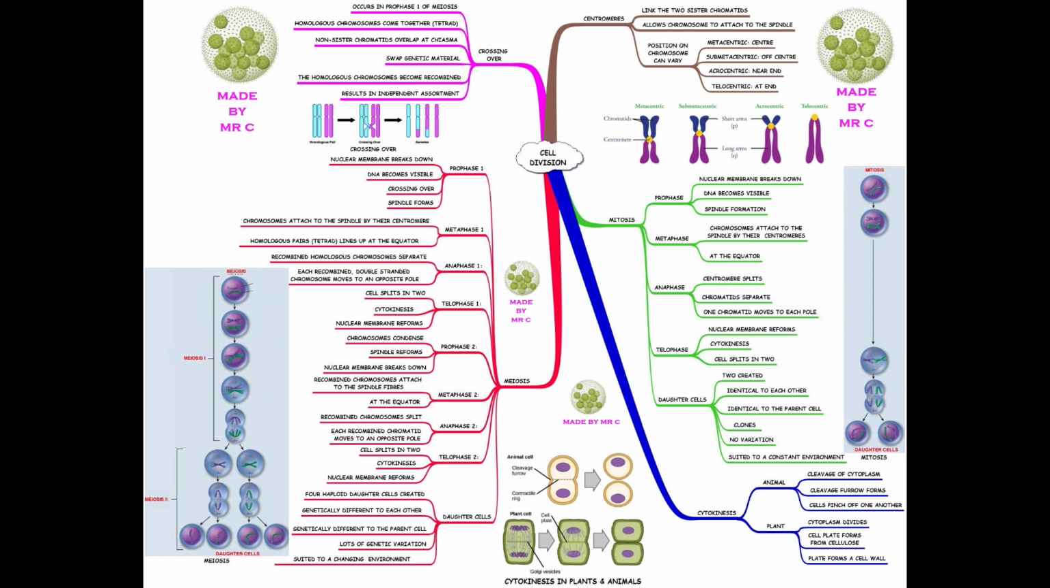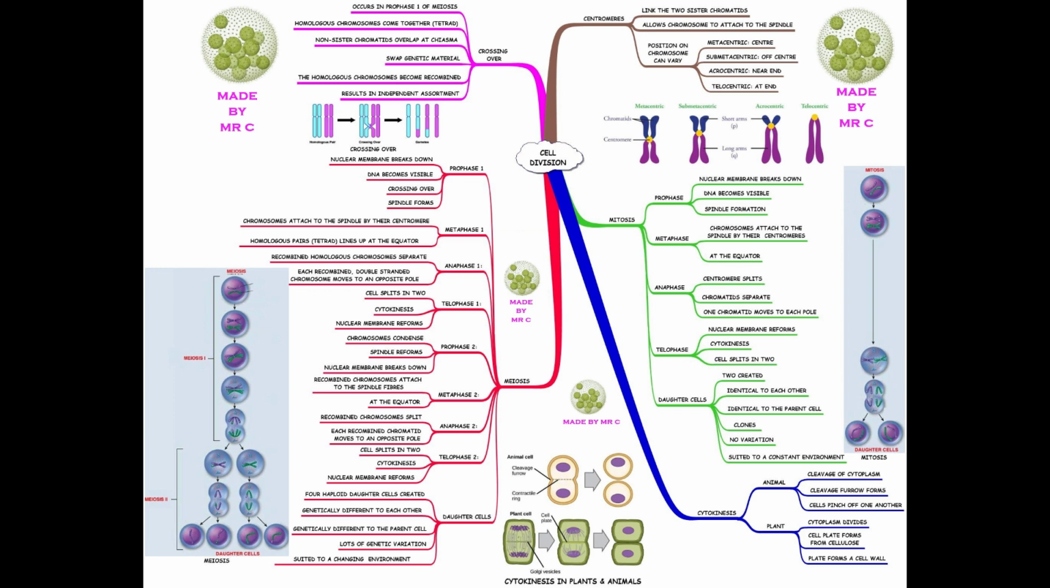Okay, if we're looking at meiosis, interphase has occurred. The single-stranded chromosomes have become double-stranded. In prophase 1, the nuclear membrane breaks down, the DNA becomes visible as it condenses, crossing over occurs, and spindle fibers start to be formed by the centrioles. In metaphase 1, the homologous chromosomes attach to the spindle by their centromere. The tetrads line up at the equator.